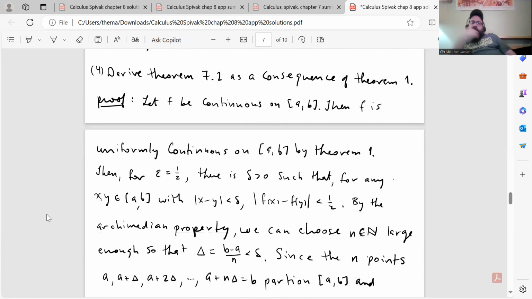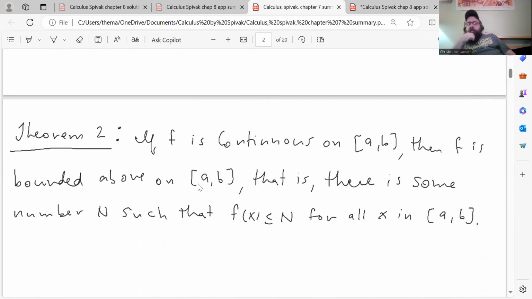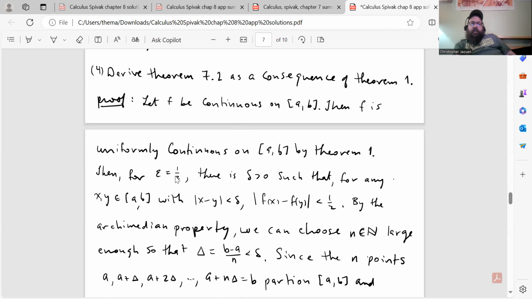All right, last question in the exercise set for the appendix for chapter 8. Here he wants us to derive theorem 7.2 as a consequence of theorem 1. If you don't remember theorem 7.2, here I'll bring it up, it says this: if f is continuous on the closed interval from a to b, then f is bounded above on that interval. That is, there's some number n such that f of x is less than or equal to n for all x in the closed interval from a to b. So we want to prove that this follows as a consequence of theorem 1.